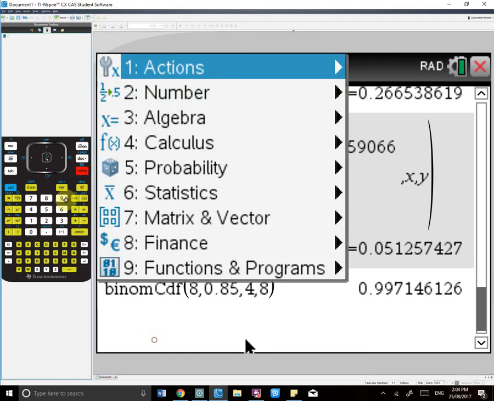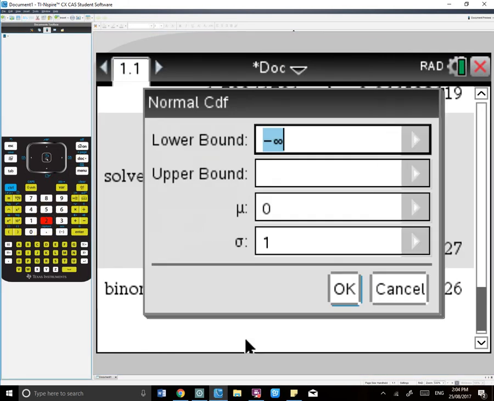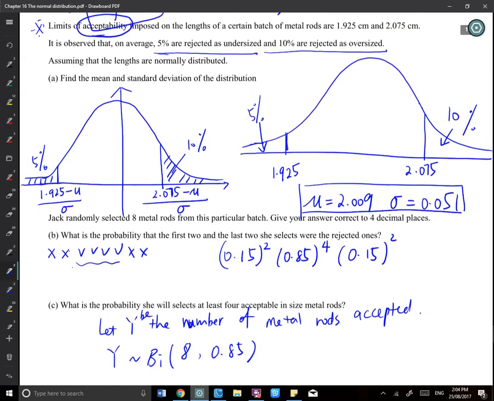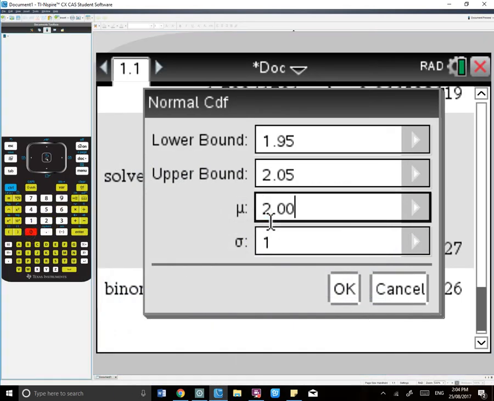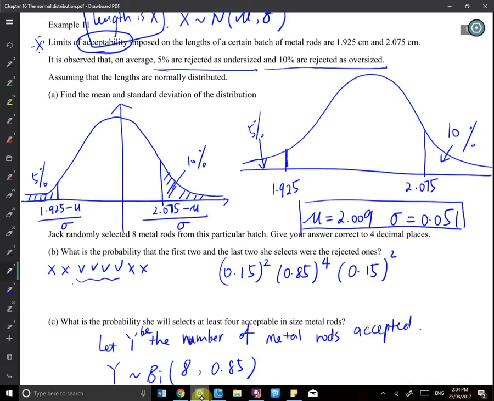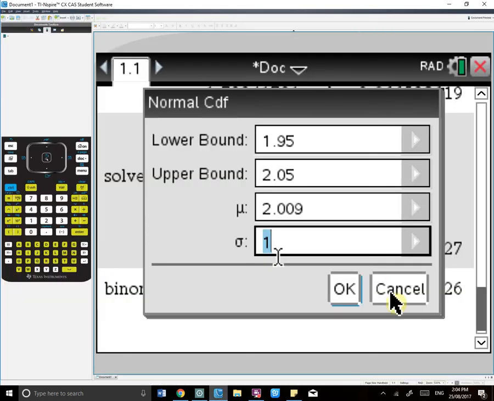So you go menu 5 5 2. Okay, so the lower bound is 1.95, and the upper is 2.05. So the mean is, I totally forgot the mean. The mean is what I found, 2.009. Well, it's not exact. I should leave more decimals, but it's okay. I don't want to go back to have a look again. You should leave more decimals or save that as A. Better show you that. Okay, let's just cancel this.